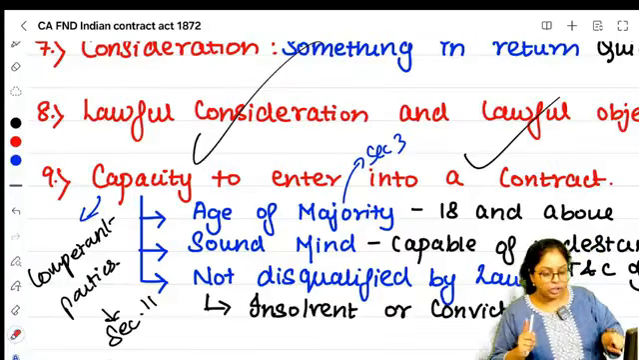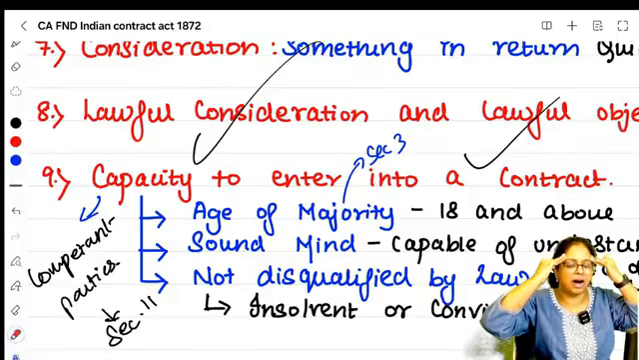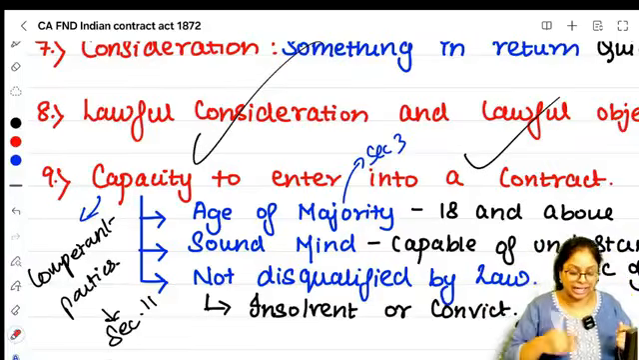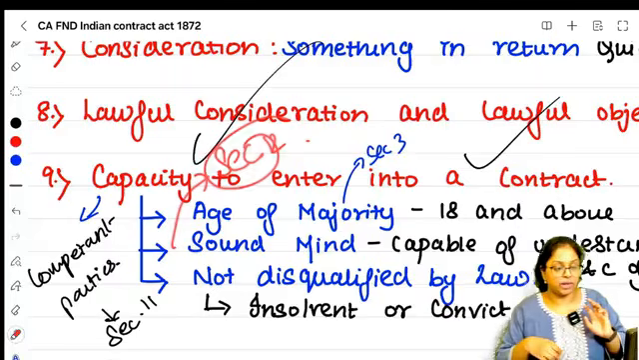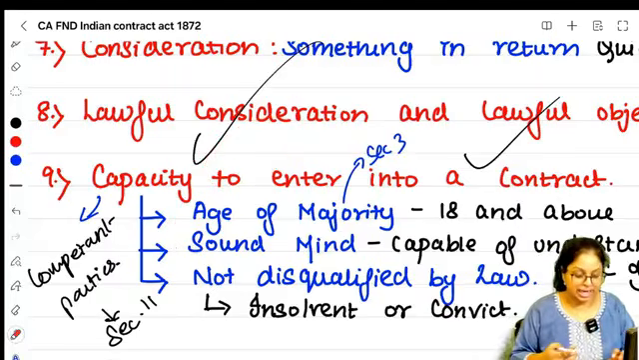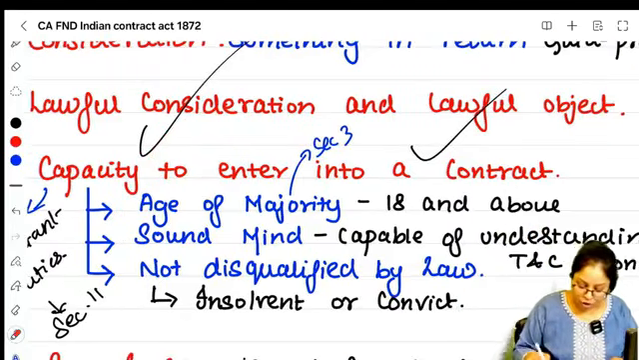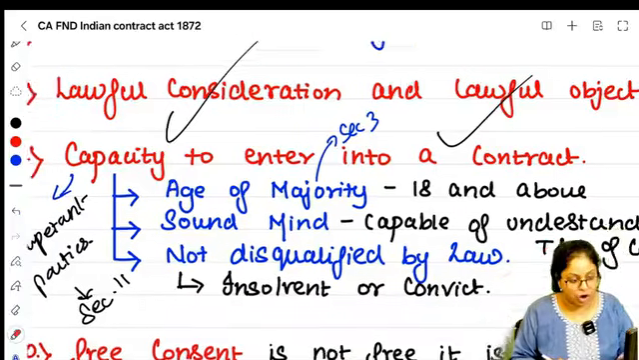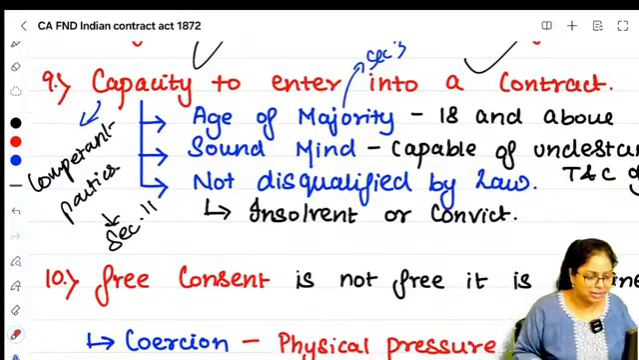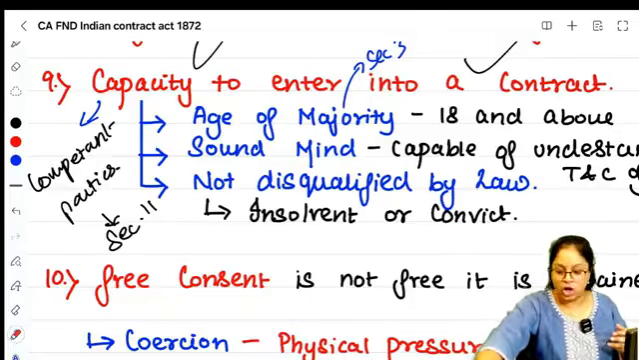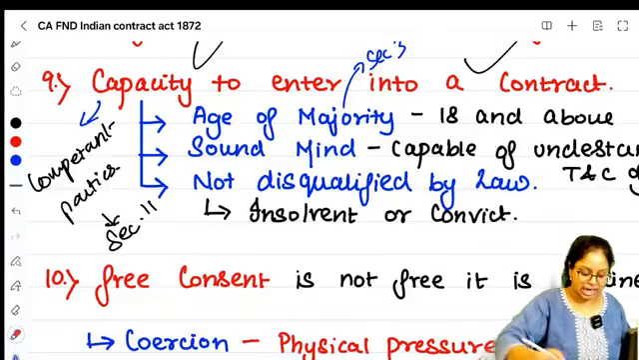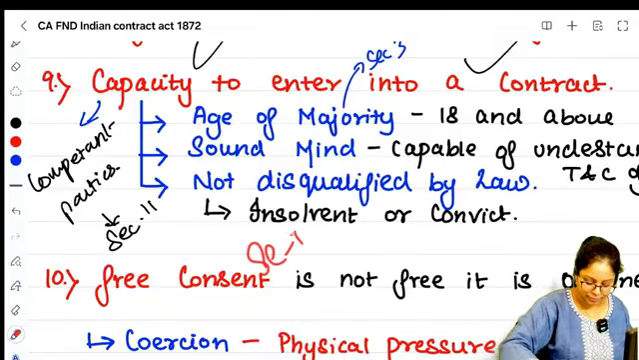And sound mind means you should be able to understand the terms and conditions of the contract. This has been given under section 12 of the Indian Contract Act. And you should not be disqualified by law. Who are disqualified by law? I will teach you in detail in unit 3, but insolvents and convicts are disqualified by law. Section 12 is of the Indian Contract Act.